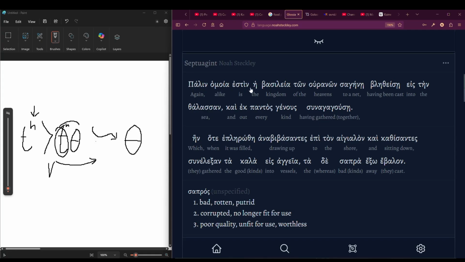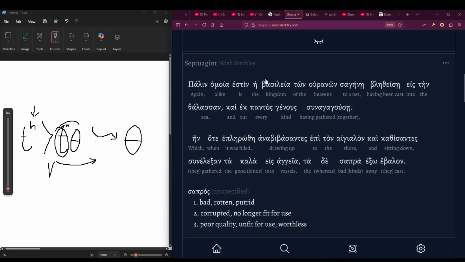Palin Homua Steen. So the O, it's not Omicron, or iota, here is hypothetically being realized as an U, which is a bit odd to envision how that necessarily happened, but you can kind of get the idea that they're fronting the O because of the iota coming, and it sort of blends into this high front rounded vowel U. Homua estin he basilia.